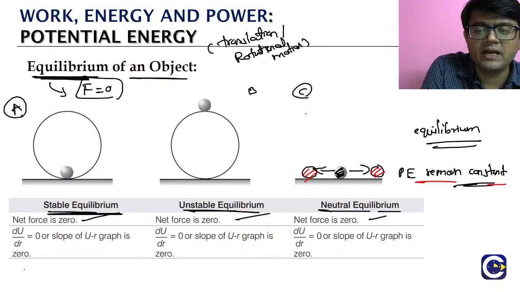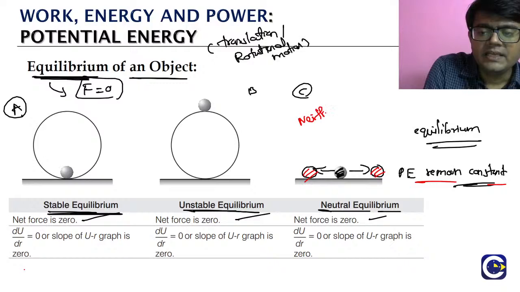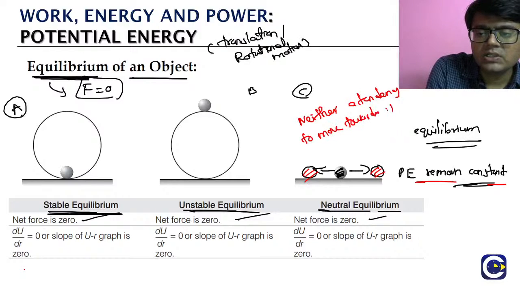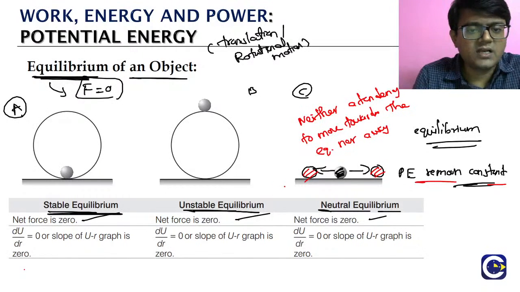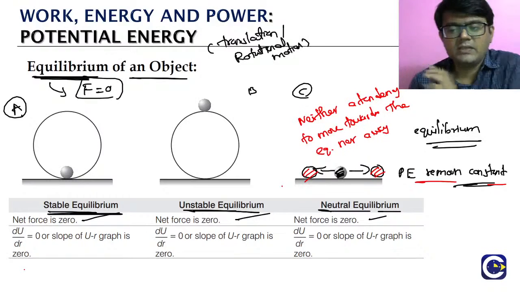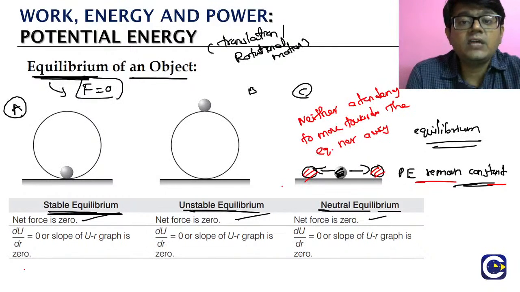So இங்க என்ன தெரியுமா? There will be neither a tendency to move towards the equilibrium nor away. So நம்ம கொஞ்சம் displacement கொடுத்தா it will stay there only. So there will be no tendency to come back or no tendency to move away. Okay, so that is the nature of the neutral equilibrium.